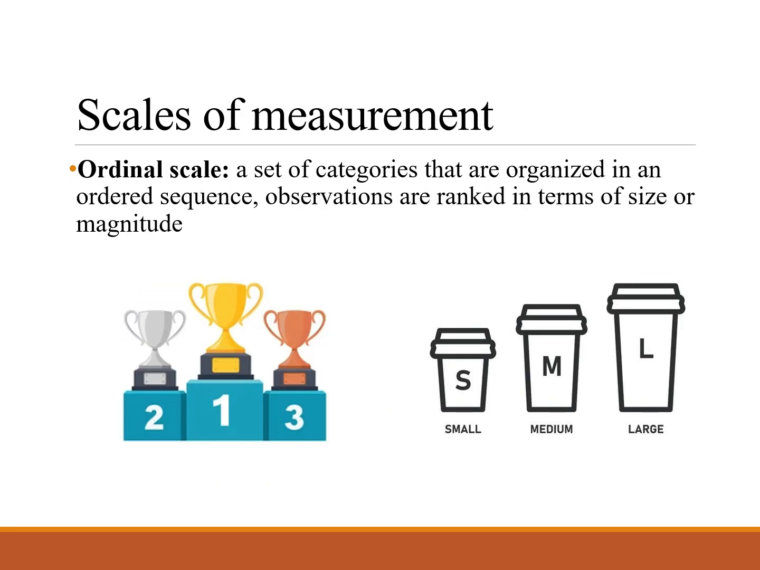Ordinal scales refer to a set of categories that are organized in an ordered sequence. We have observations which are ranked in terms of size or magnitude. So if you were to run a race, we know that the person who comes in first is the fastest, and we know that second place came in between first place and third place. However, we don't have any information beyond that. We don't know how fast each person was.